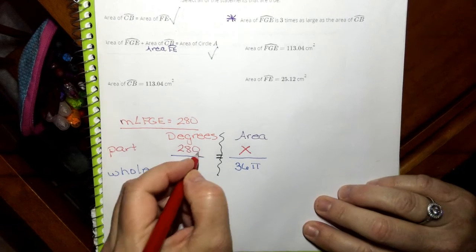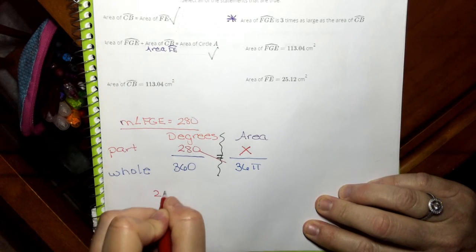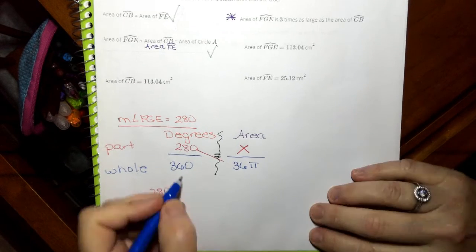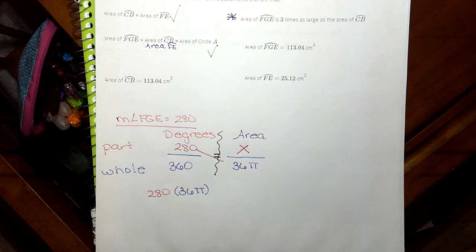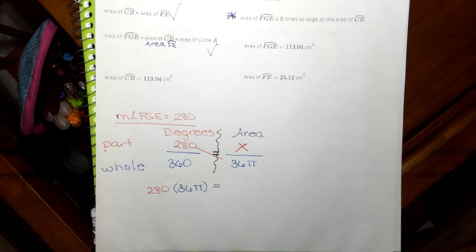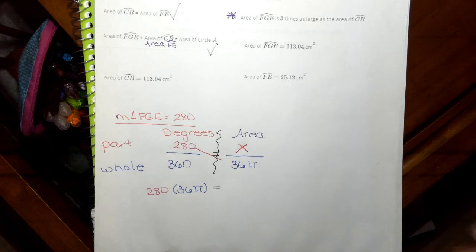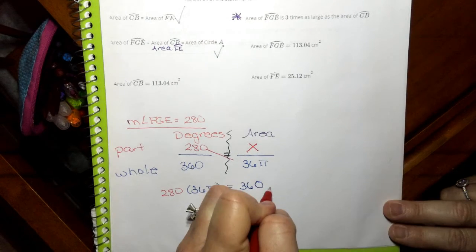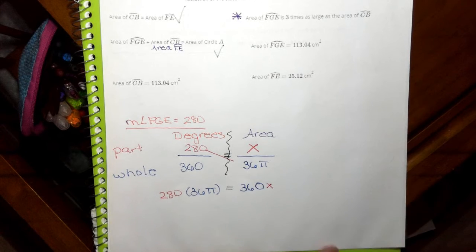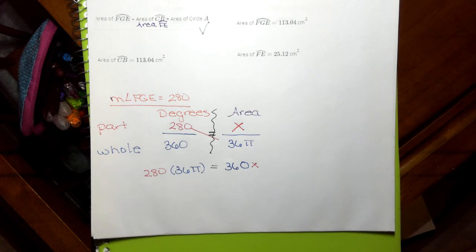So I end up with 280 times 36 pi equal to 360x. And I didn't think this through when I was writing because I always like my x's on the left, but we'll deal with that later. So we're going to go ahead and do the math. I am not going to simplify that pi yet. I know they have the answer in terms of a decimal, but I want to do that at the very end.